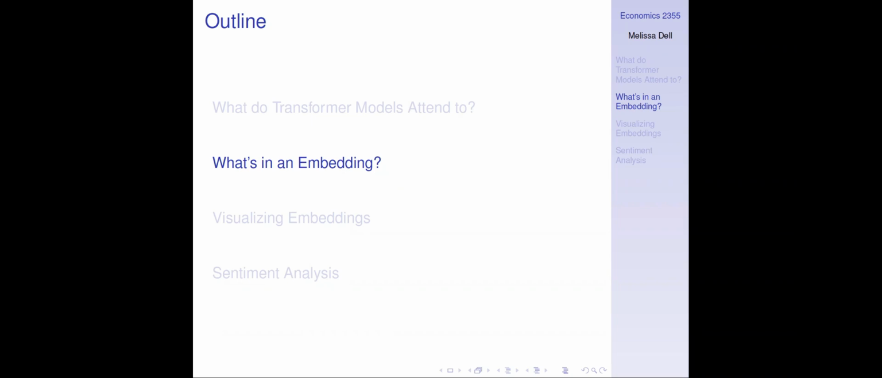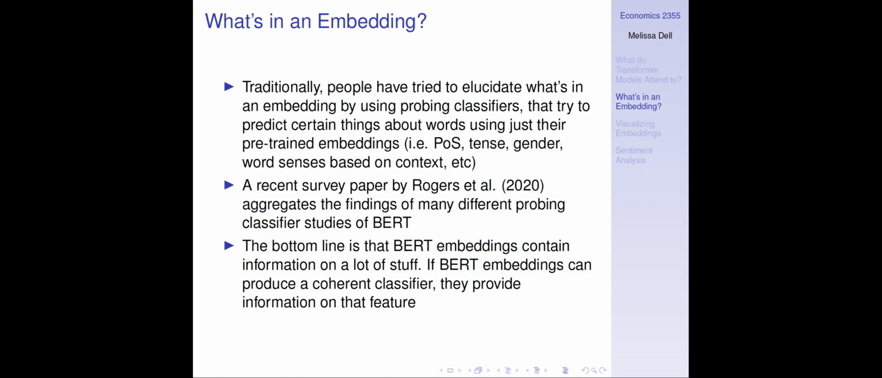Presumably we've seen it attending to all these syntax type relationships, and those should be in an embedding. But how do we figure out what these embeddings, or these hidden representations from transformer-based models, contain? What sort of information do they hold? The way that people have thought about this is by using what are called probing classifiers.